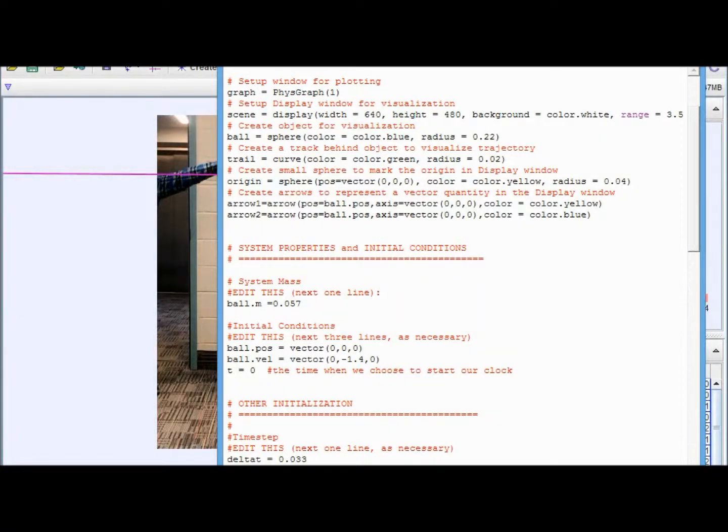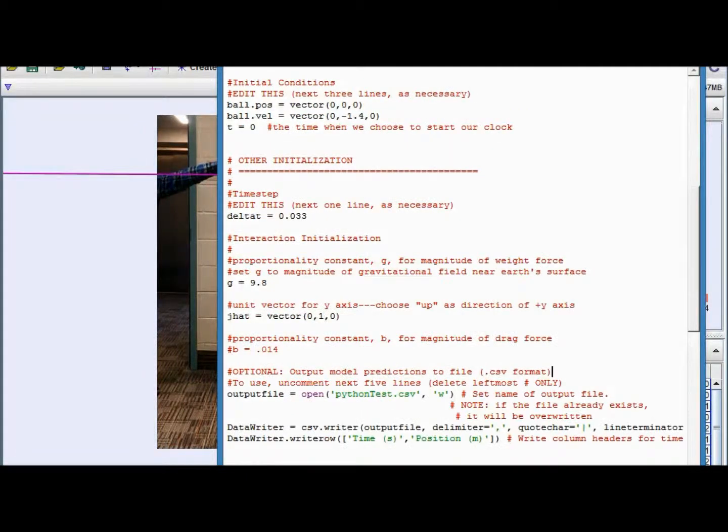To create a model of the ball's motion, we must first set initial conditions. We set the ball's mass equal to 0.057 kilograms, the ball's initial position to the vector 0, 0, 0, or the origin, and the ball's initial velocity to negative 1.4 in the y direction. Our other initial conditions are the time step, or delta t, the force of gravity, which is 9.8, and the direction of gravity, which we are going to use as j hat.